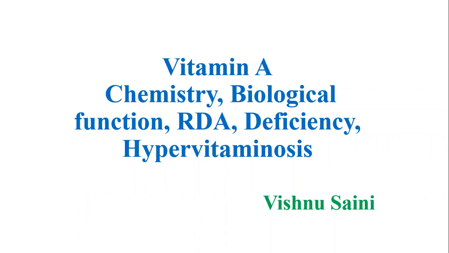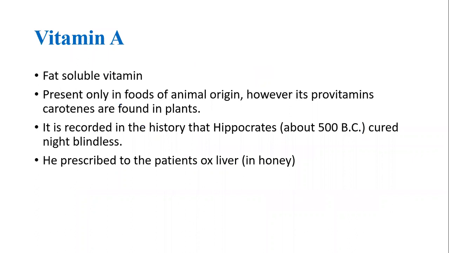In this video lecture, we will be discussing the details of vitamin A: chemistry, biological functions, absorption, transport, RDA value, deficiency, and hypervitaminosis. Vitamin A is a fat-soluble vitamin, and it is present only in animal food origins. However, its provitamin form is also present in plants, and the provitamin form of vitamin A is carotenes.